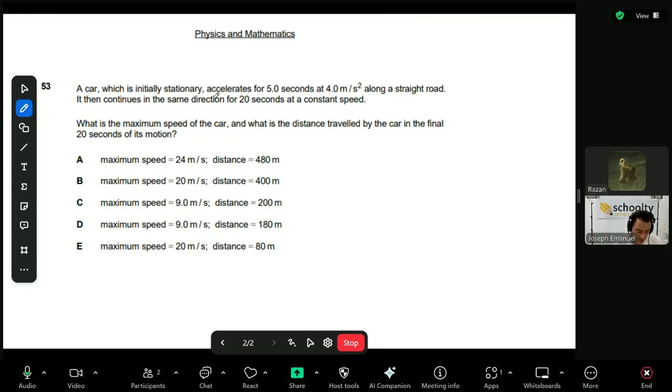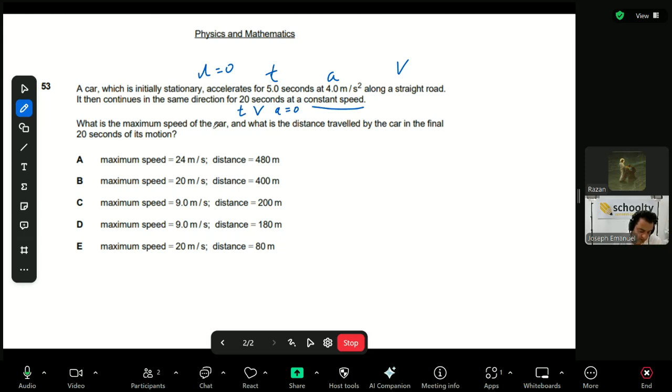Initially stationary, the car accelerates. First, it's acceleration for 5 seconds, and this is the time and this is the acceleration, along a straight road, and then it continues in the same direction for 20 seconds at a constant speed. So the initial speed is 0. v is the speed in the end, and at this speed the acceleration is 0, and it goes for this time, 20 seconds. What is the maximum speed of the car?